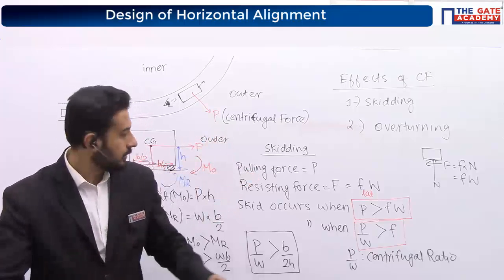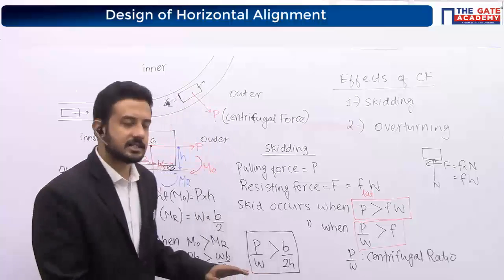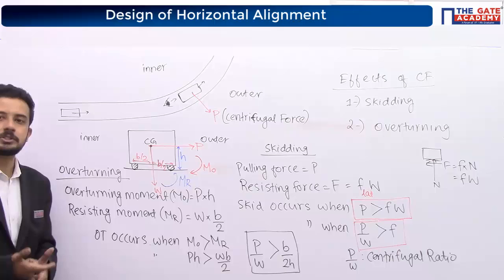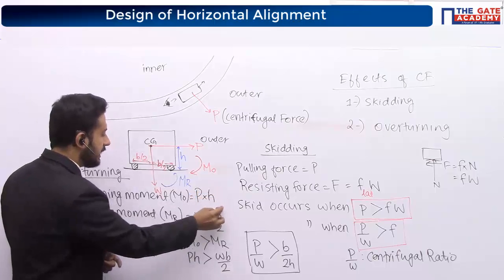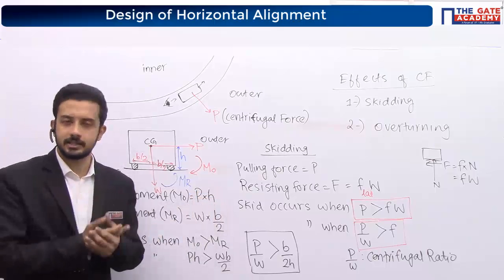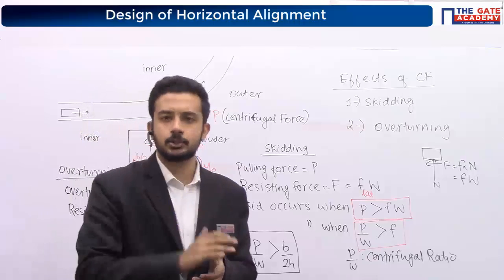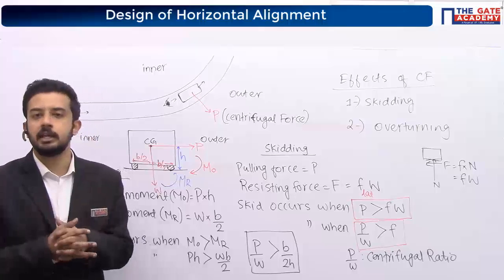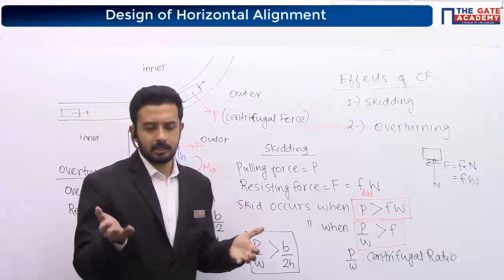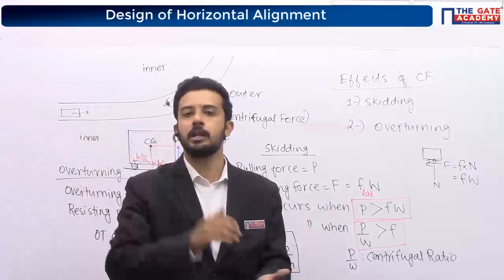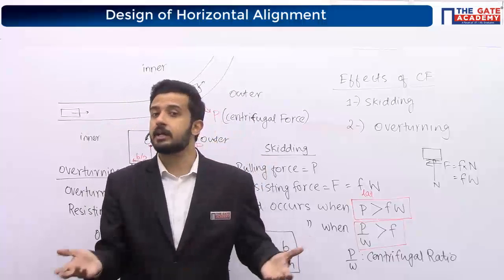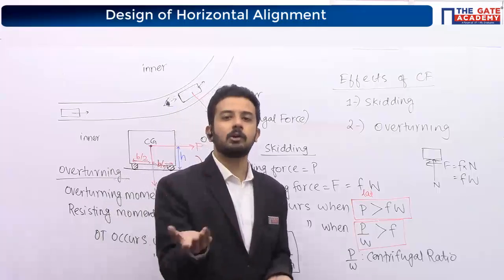If the H value is very less, what is happening? It is getting more resistance. The overturning moment is very less, so there is no chance of overturning. This is one advantage they get from the dimension of the vehicle. Also, we make the track with some super elevation. That's why even if they turn the curve at 100 km/h, they are not overturning.